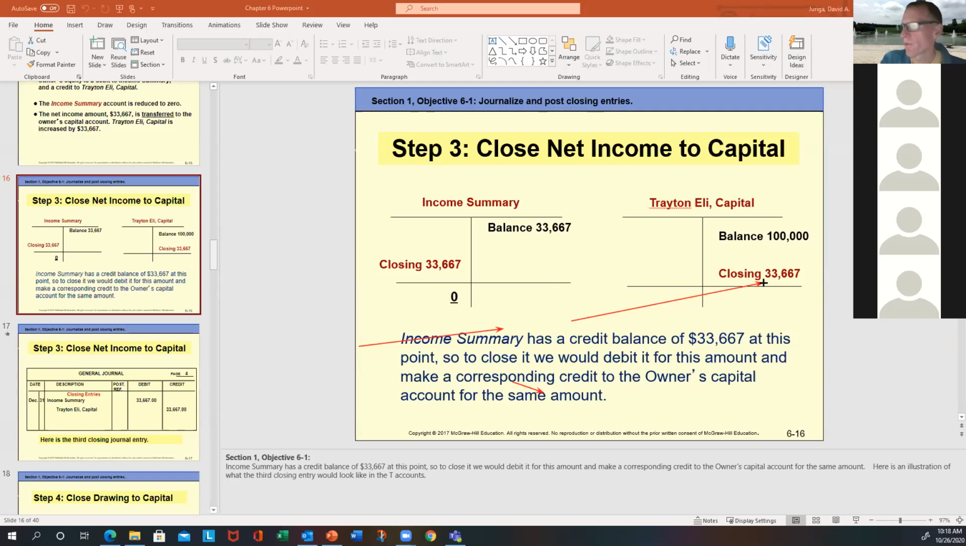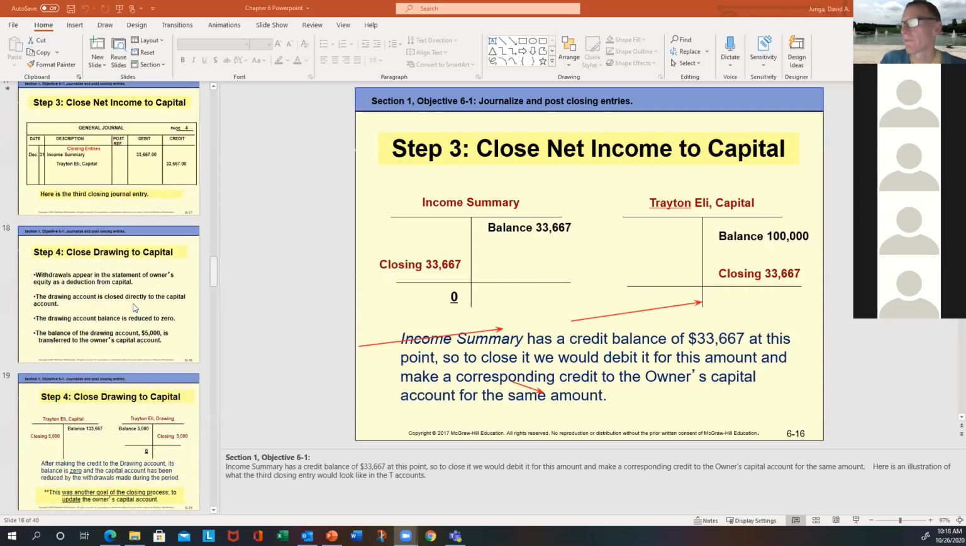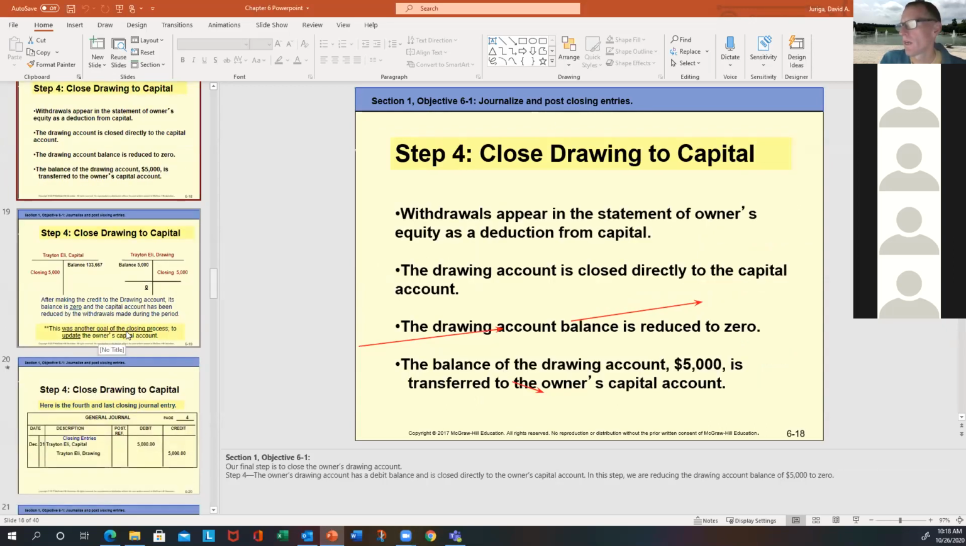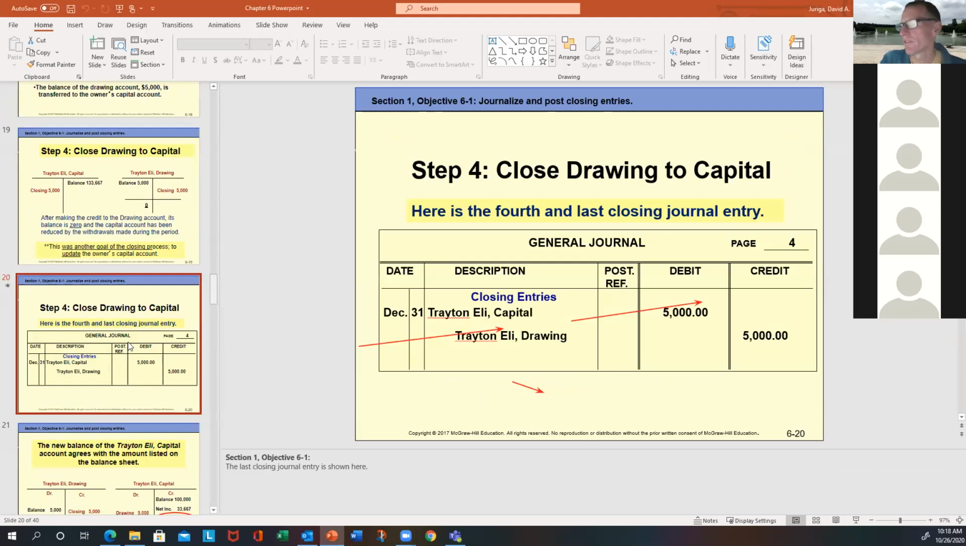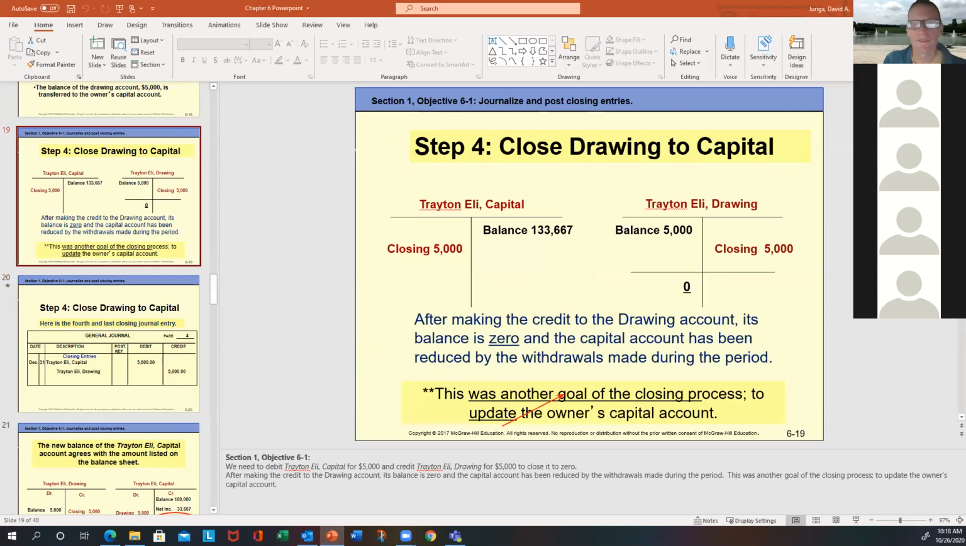Now, the only other thing we then would have to deal with would be if there's a drawing. And in this illustration, I think the drawing had 5,000. What'll happen is you'll have to credit the drawing, just like you credit an expense. And notice you debit capital for 5. That's the entry. That's what it would look like. And then in the ledger, look at the capital account.